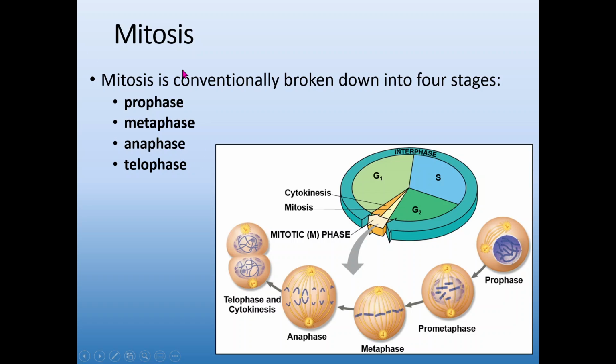So these are the 4 names: prophase, metaphase, anaphase, telophase, and then cytokinesis is the last one that kind of falls into telophase. This is the proper order, so you can learn them in this order as well.